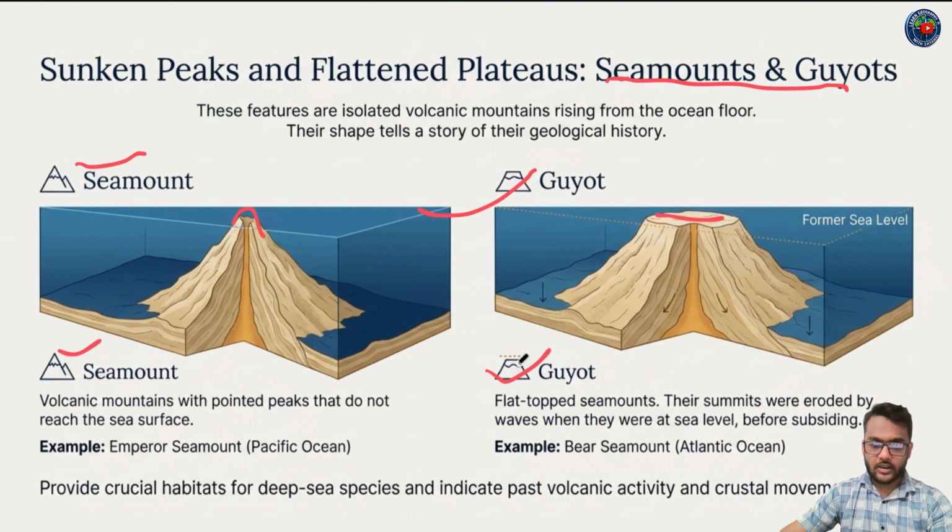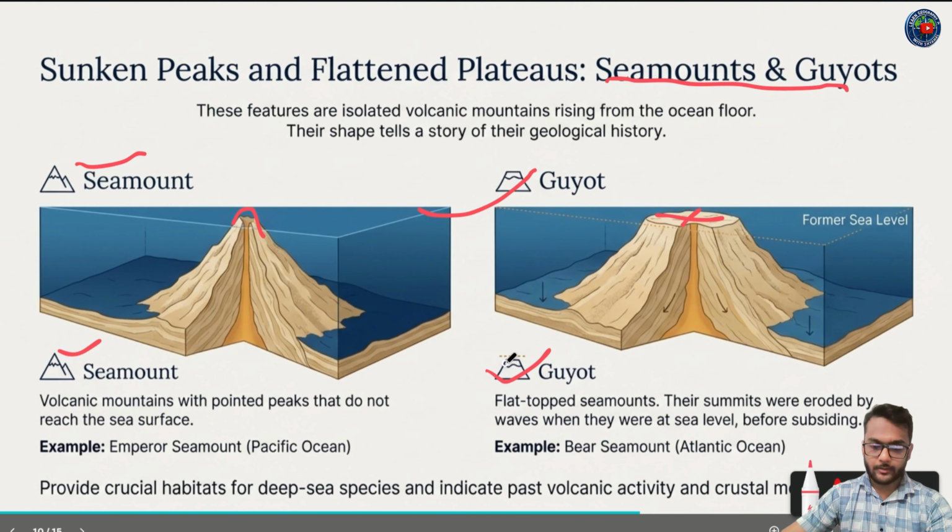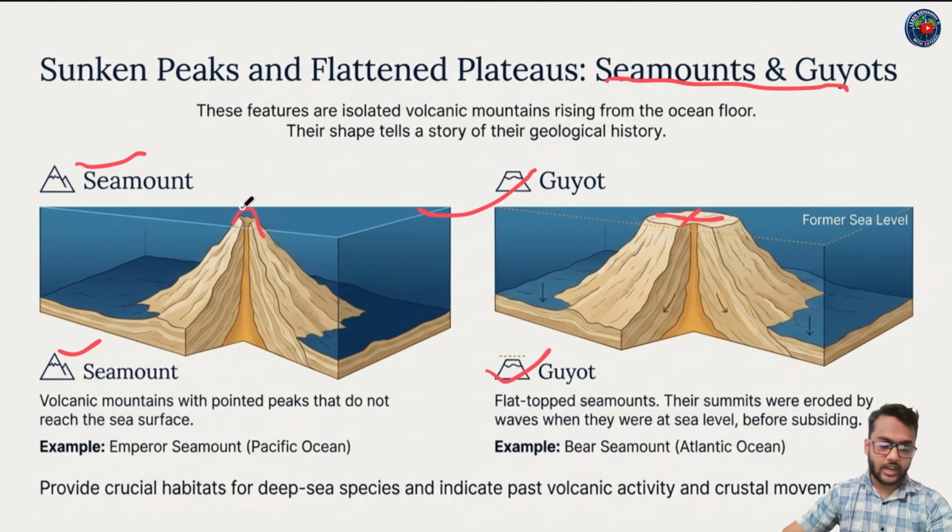Then guyots, flat-topped seamounts. Their summits were eroded by waves when they were at sea level before subsiding. Example: Bear Seamount in the Atlantic Ocean. It provides crucial habitats for deep sea species and indicates past volcanic activity and crustal movement.